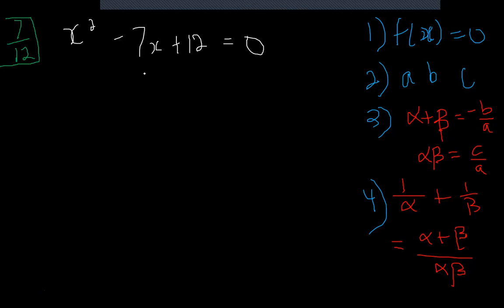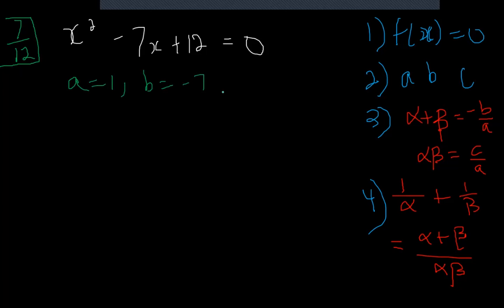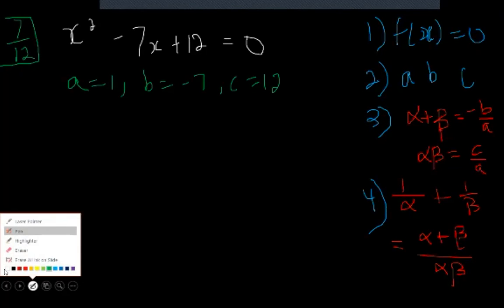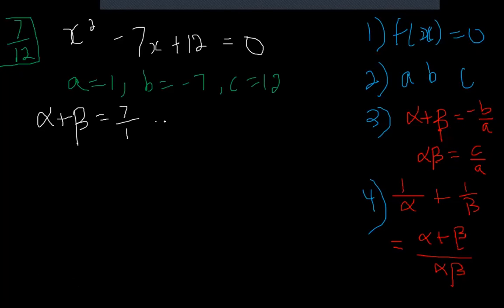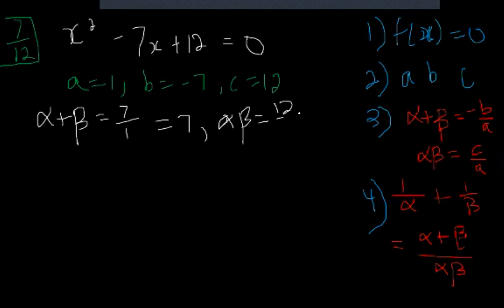Actually, I'll still go through it in case anybody watches this recording later in the future. So A, B, C. A is 1, B is -7, C is 12. Alpha plus beta is minus B on A, so minus minus 7 on 1, that's 7. And then alpha beta is C on A, that's 12 on 1, which is 12.